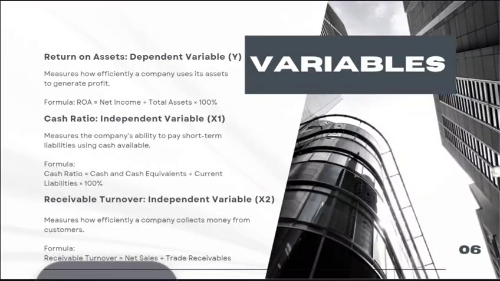My second independent variable, X2, is receivable turnover. It measures how efficiently a company collects payment from customers. It's calculated as net sales divided by trade receivables.